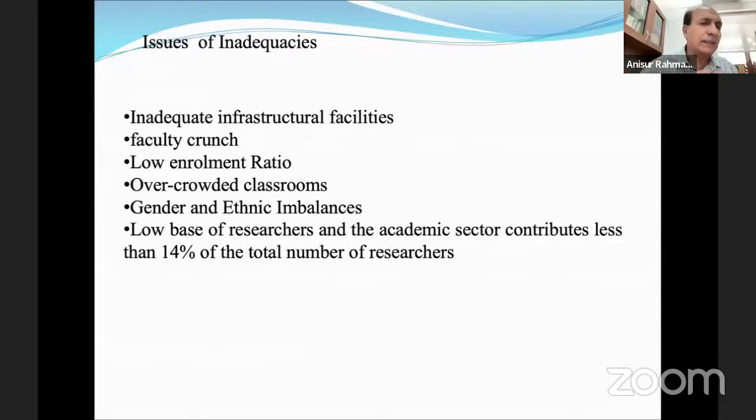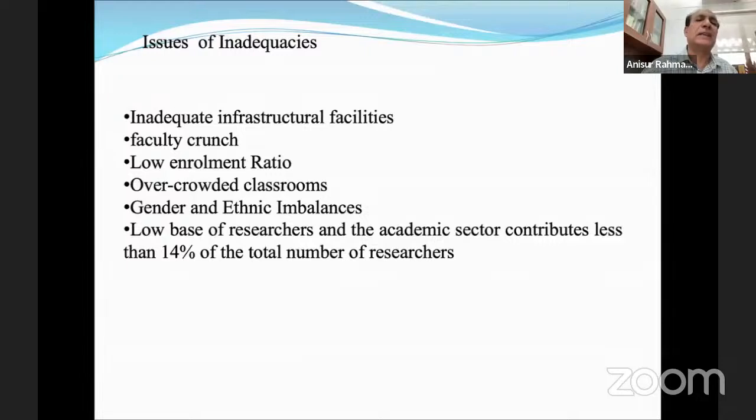And given these kinds of issues, these are the points that must be discussed here. Again, very inadequate infrastructure facilities. What are the issues of inadequacies which our higher education is facing? If you see the universities or the colleges, what kind of shape are they in today? This is common knowledge.